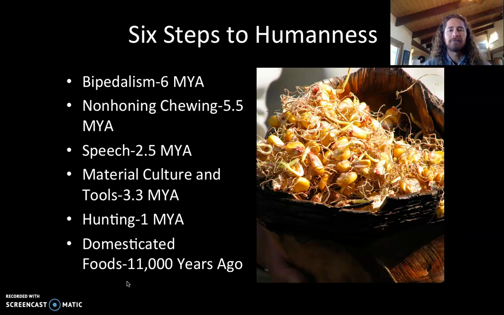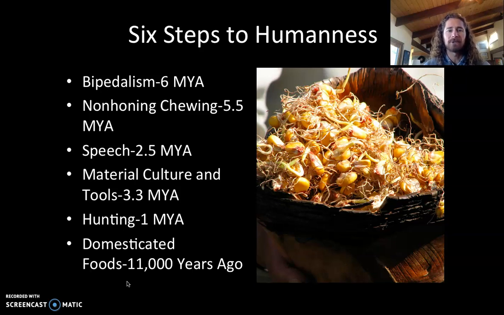Non-honing chewing at 5.5 million years ago. So we don't have a diastema, which is space between our teeth so that our canines fit. Our teeth don't need to fit that way, so we can chomp down straight, and that's how we chew our food. That's non-honing chewing. Honing chewing is when you have to move your mouth in different directions, so you need space for different teeth. We'll get into that a lot when we get into primates.